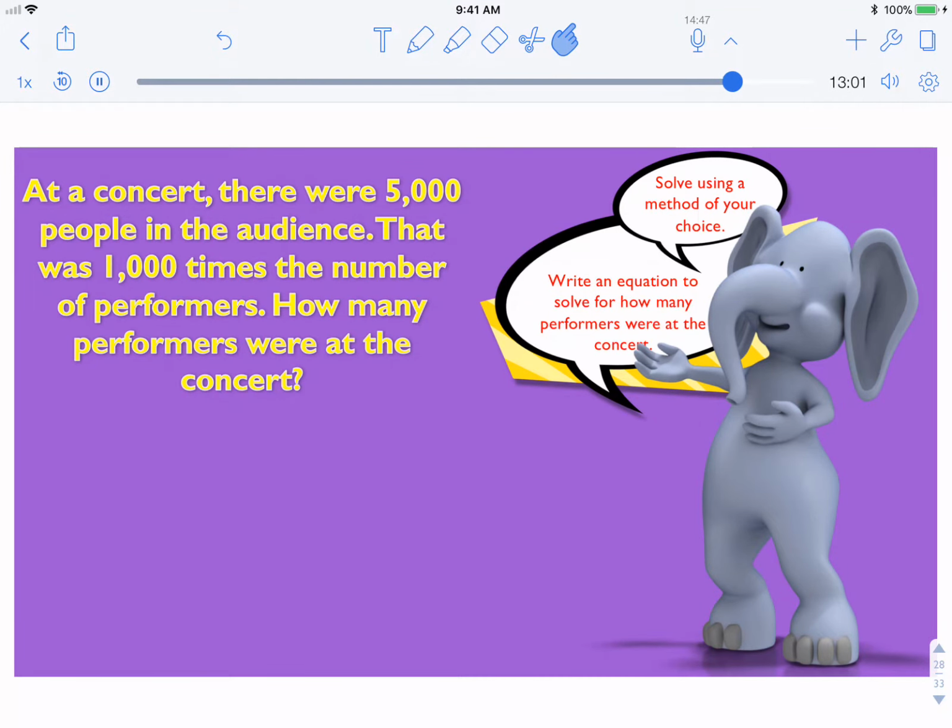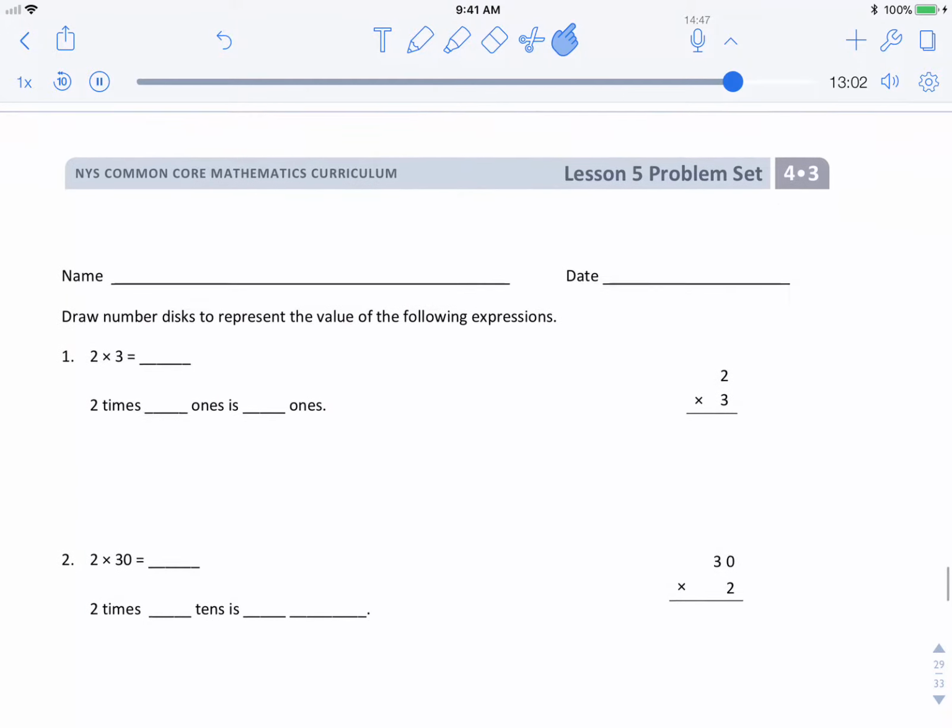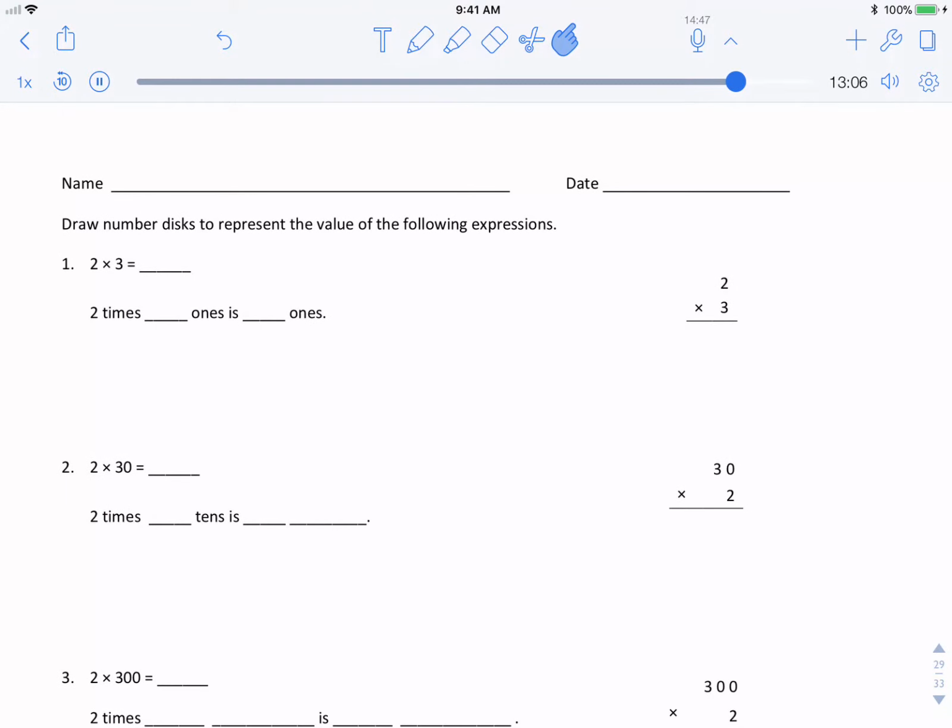So let's look at the problem set. Draw number discs to represent the value of the following expressions. 2 times 3. So 2 times how many ones? 2 times 3 ones.